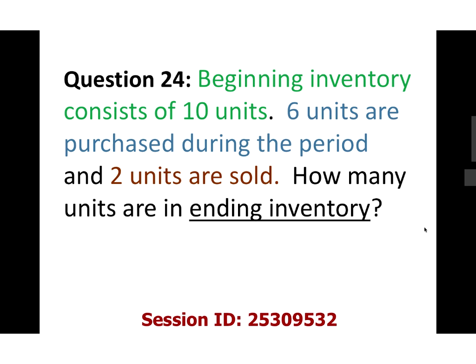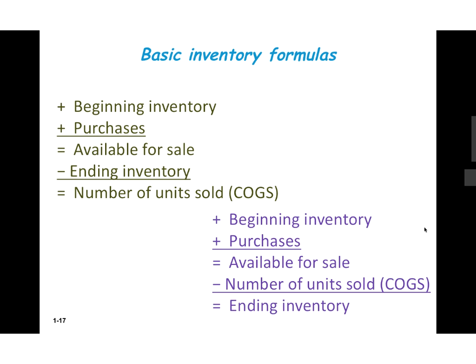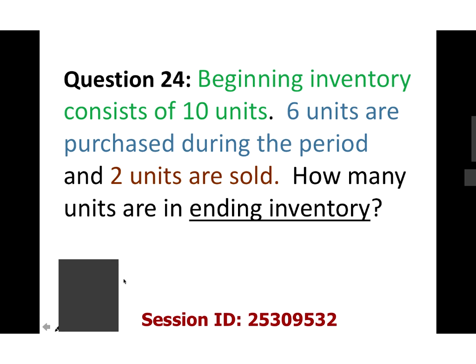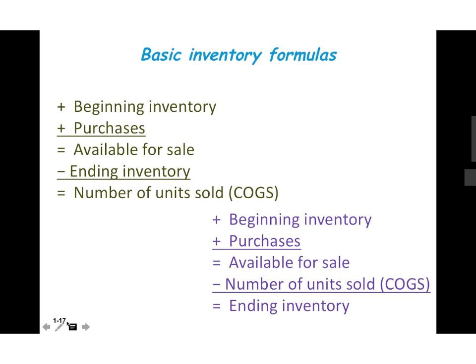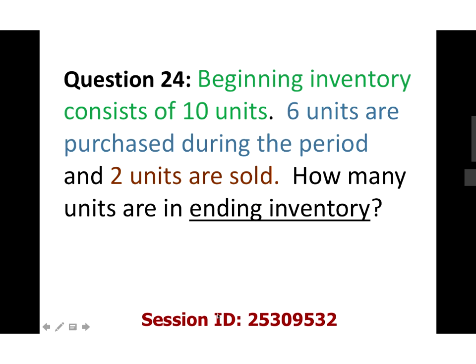Now, in this question, we're looking for how many units are in ending inventory. So going back to these formulas, we'll be taking our beginning inventory plus our purchases equals available for sale, subtracting our units sold to get our ending inventory. So we have beginning inventory 10 units, 6 units purchased during the period, and 2 units are sold.